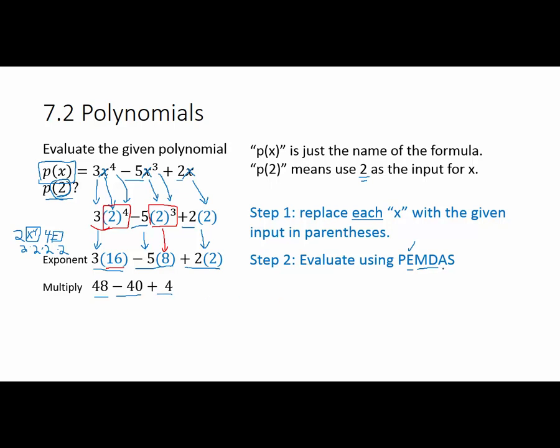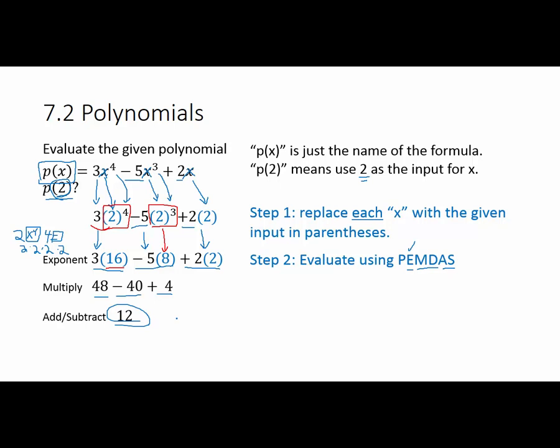And then the last step is add and subtract, going straight across. And I got 12 when I did that. So 48 minus 40 is 8, and 8 plus 4 is 12. So my final answer would be 12 here. When you're evaluating polynomials, you expect to get just a nice solid number as your answer.